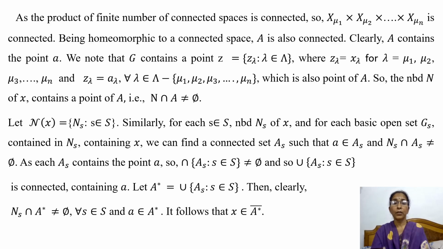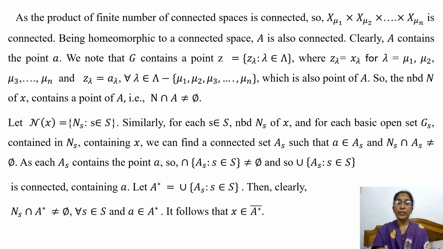So we can say that the neighborhood N of x contains a point of A, that is N intersection A is non-empty. So here we have considered a neighborhood of x, and we have shown that N contains a point of A. Now we consider all the neighborhoods of x. So let the collection of all neighborhoods of x be denoted by N_s, s belongs to S. So similarly, for each s belongs to S, a neighborhood N_s of x, and for each basic open set G_s contained in N_s containing x, we can find a connected set A_s such that a belongs to A_s and N_s intersection A_s is non-empty.